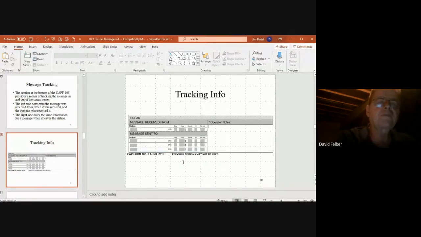See on the top after the word break, who did you receive the message from? The date, time group it was received. And then if you sent it out to someone else, who you sent it to. The date and time group it was sent out.